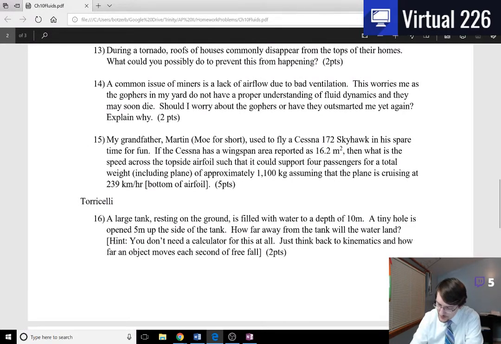My grandfather Martin used to fly a Cessna 172 Skyhawk in his spare time for fun. If the Cessna has a wingspan area, as reported, just found online, of 16.2 meters squared, then what is the speed across the topside airfoil such that it could support 4 passengers for a total weight, including the plane, of approximately 1,100 kilograms, assuming that the plane is cruising at a velocity of 239 kilometers per hour across the bottom airfoil, which is traditionally the airspeed here?